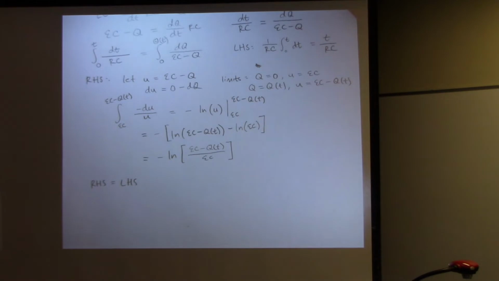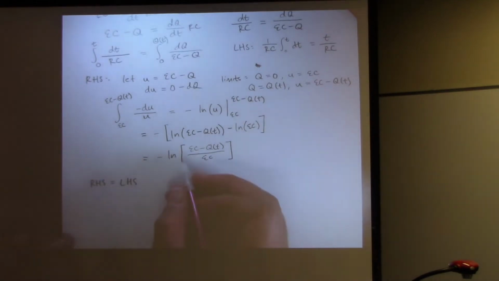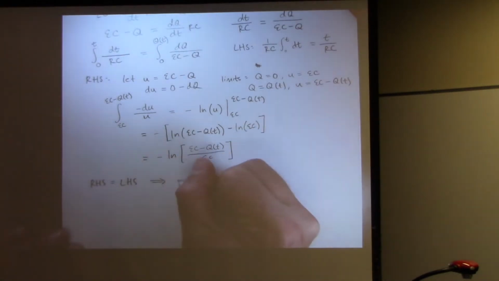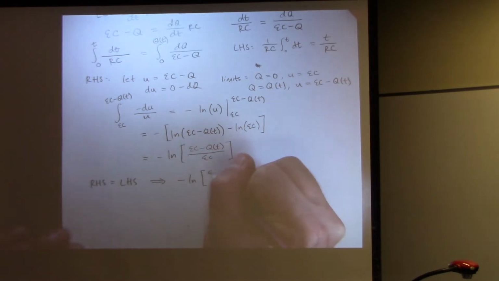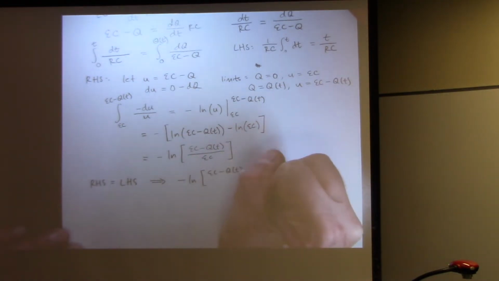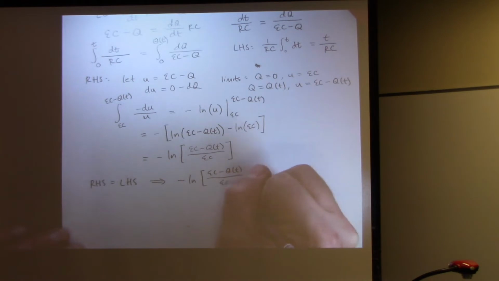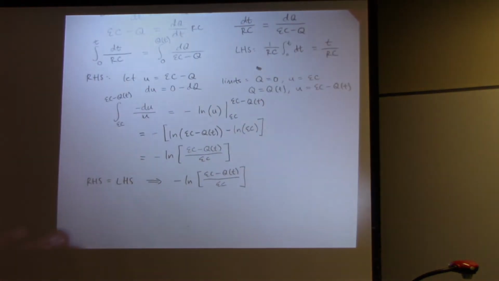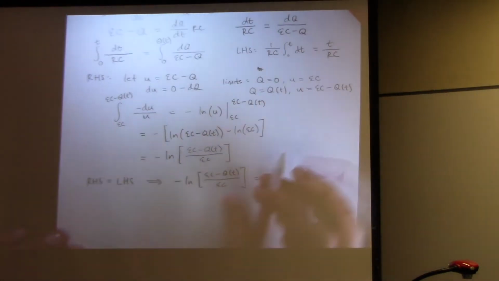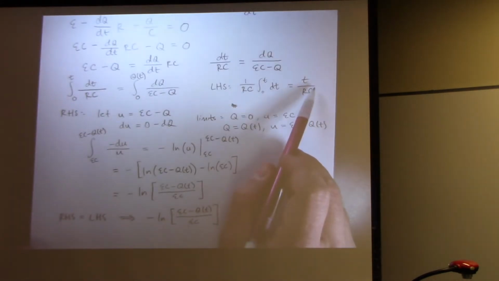Okay, so the right-hand side is what we just wrote down. Negative natural log epsilon c minus qt divided by epsilon c. That equals the other side, which we said was t divided by rc.